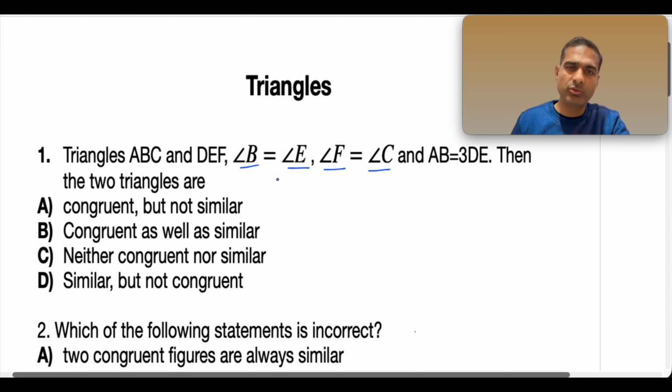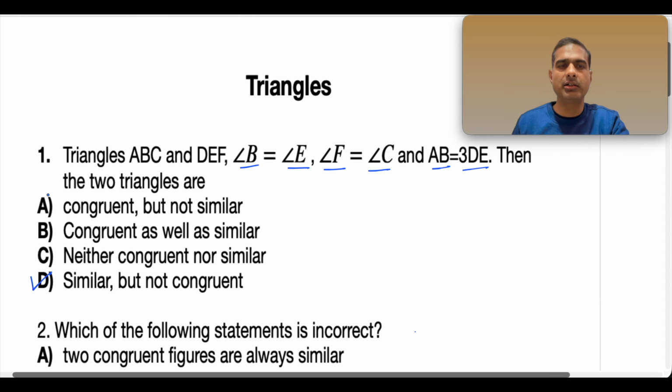They can be congruent if they have the same size also, meaning all three sides are equal. But here it is given that AB is 3 times DE. It means they are not congruent, they are not of the same size. They have the same shape because they are similar, but not the same size because AB is 3 times DE. So the triangles will be similar, but not congruent.